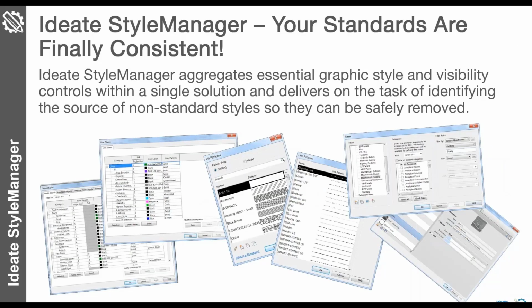A couple of things here about StyleManager. The whole goal with StyleManager is aggregating your essential graphic styles and also your visibility controls into a single solution. For those of you that have gone through Revit and looked at object styles and tried to figure out where they're being used, if you've looked at line styles or even fill patterns or line patterns, whatever it may be, and you're trying to understand where these come from, are they in use, and why, when I use the Purge Unused button, they're not going away? These are all issues we've run into for many, many years.